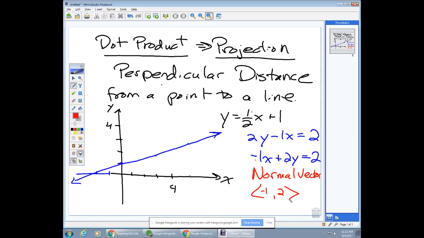Okay, so then I'm going to pick a point outside of this line. So let's try the point 3, 5. So 3, 5, that's going to be somewhere around there-ish. And what I want to find is that distance, the minimum distance to the line from 3, 5.